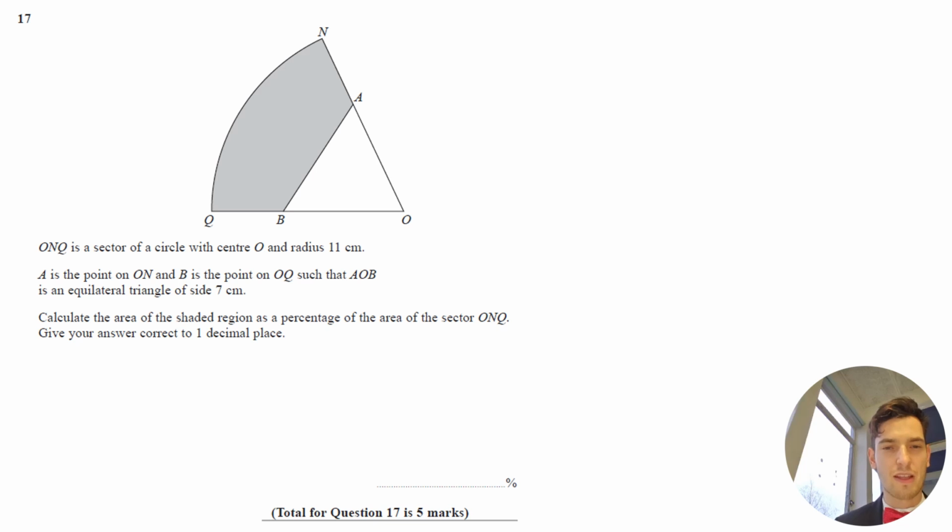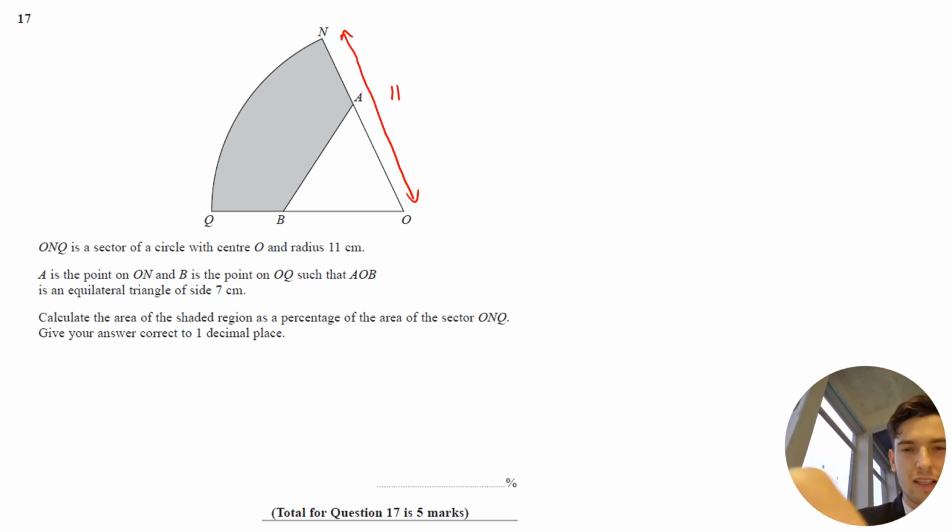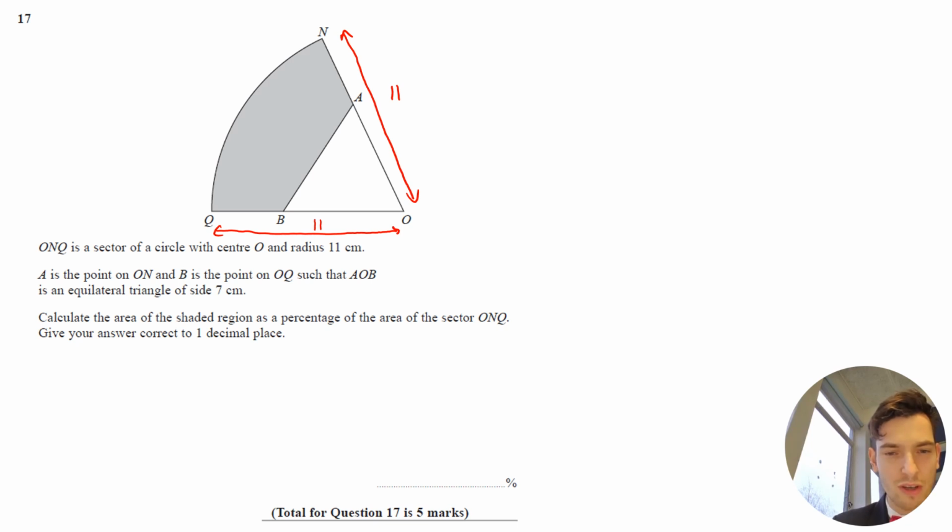Question 17. Okay, I've got a sector of a circle here, and it looks like a triangle as well. So let's read the question. ONQ is a sector of a circle, center O and radius 11. So I'm straight away going to mark on that radius here and here. A is the point on ON and B is the point on OQ, such that AOB is an equilateral triangle of side 7. Equilateral triangle, so all of the lengths are equal and all of the lengths are 7. So this one's 7, this one is 7, and so is this final length here, 7.